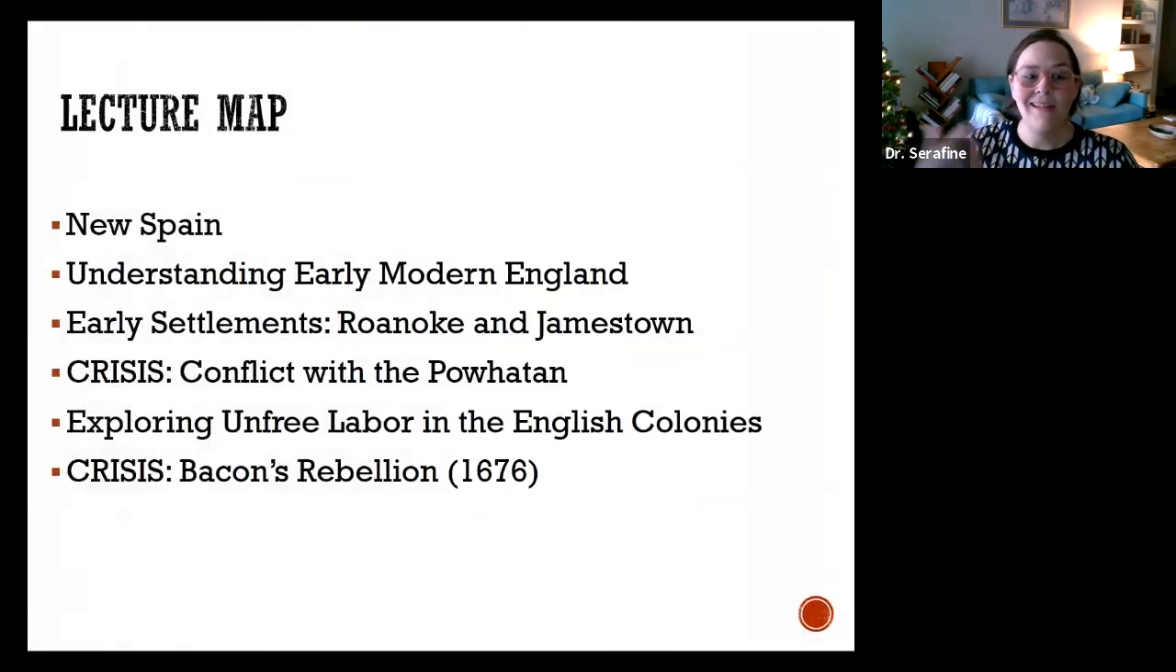So New Spain, then we'll head to England to see what the political, economic, and social situation in England is circa 1585. Then we'll come back, take a look at Jamestown in Virginia, and we're going to explore a couple of crises, conflicts with the Powhatan and other Native Americans, and we're going to end with a discussion of 1676 crisis in Virginia, Bacon's Rebellion. Okay, first, back to New Spain.